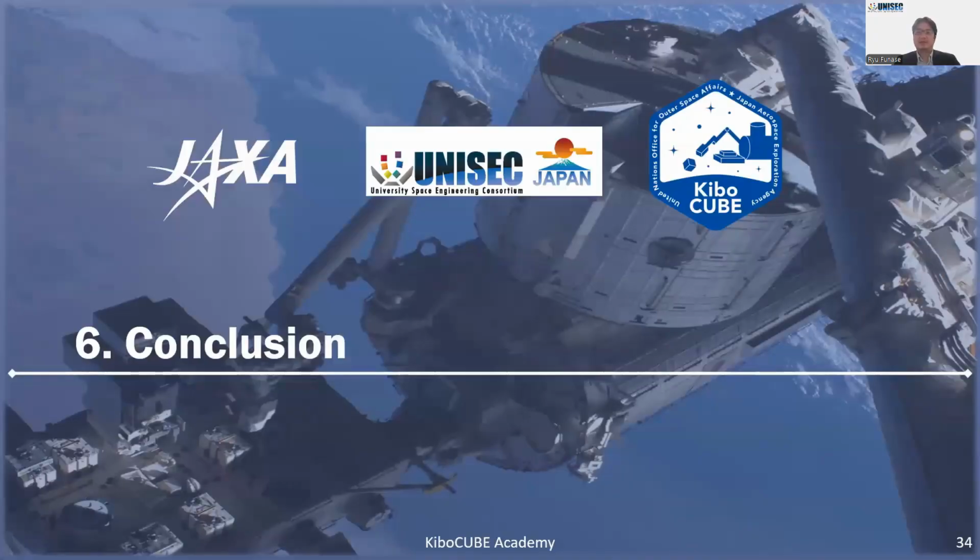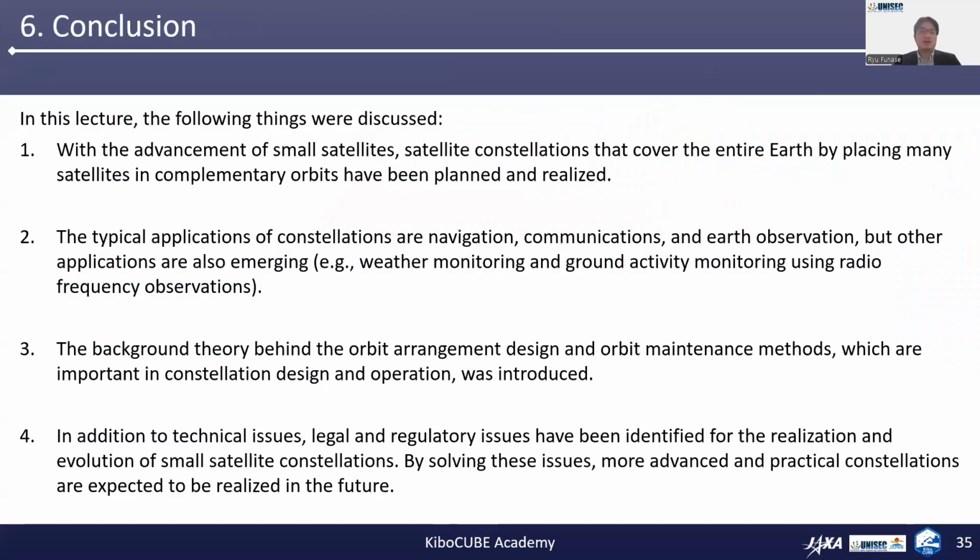Finally, let me summarize this lecture. In this lecture, 4 points were discussed. One is, with the advancement of small satellites, satellite constellations that cover the entire Earth by placing many satellites in complementary orbits have been planned and realized. The typical applications of constellations are navigation, communications, and Earth observation, but other applications are also emerging. For example, weather monitoring and ground activity monitoring using radio frequency observations.